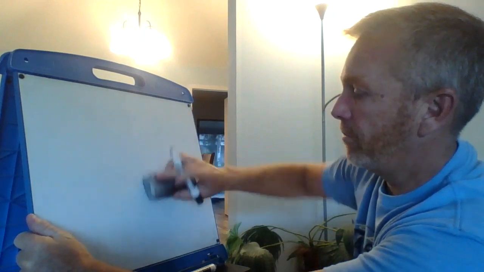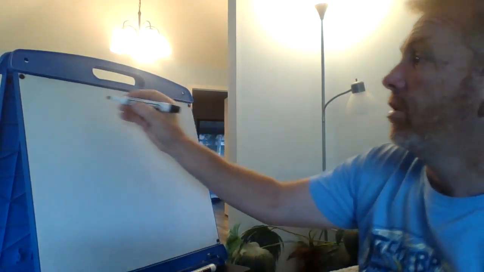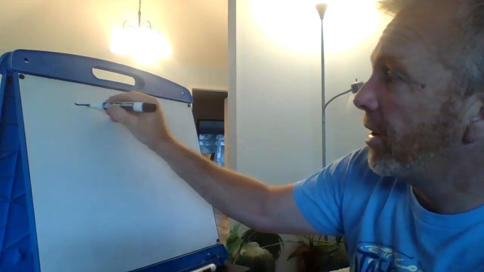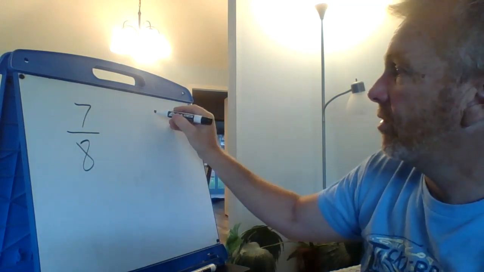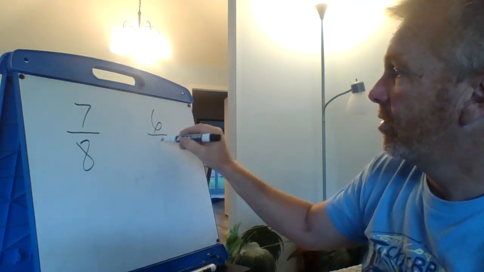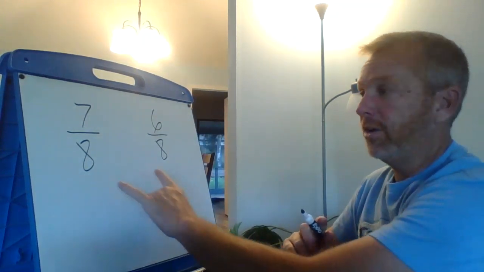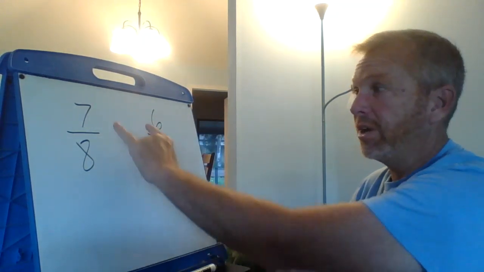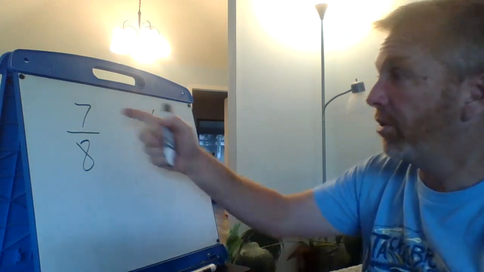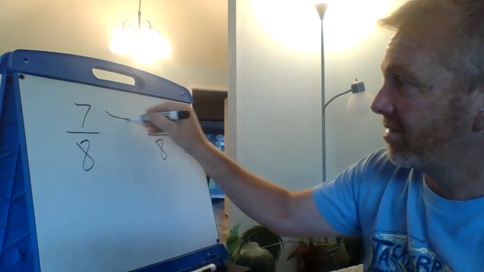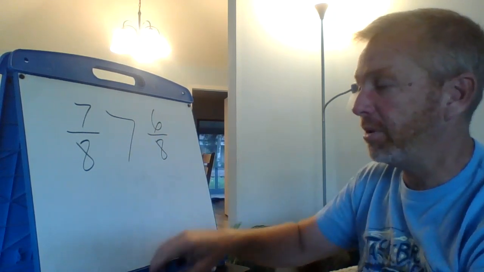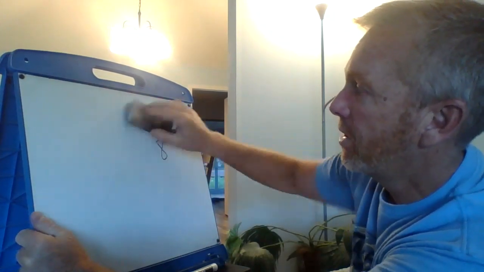Let's look at another one. Same thing, we'll use the same denominator. We have 7/8, 6/8. If your denominators are the same, then we can just look at the numerator. And we know that 7/8 is more than 6/8. Boom. Easy peasy lemon squeezy.